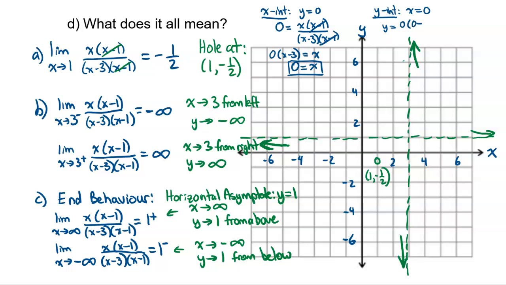But just to check it, we're going to substitute x equals 0 in now to find that y-intercept. And what you can see here happens is we get 0 over negative 3 times negative 1, which is 3. So 0 over 3 is just 0. And so what we can do is we can plot that x and y intercept on the graph. It happens to be the same point in this case.